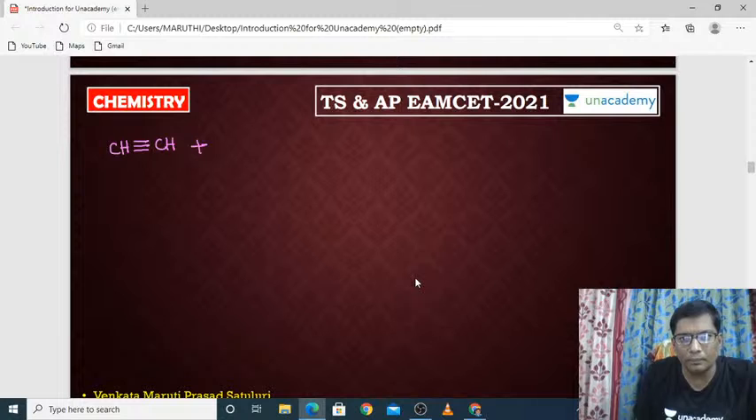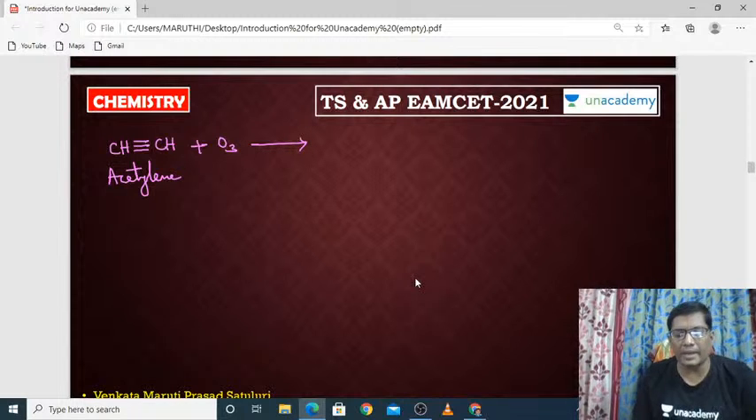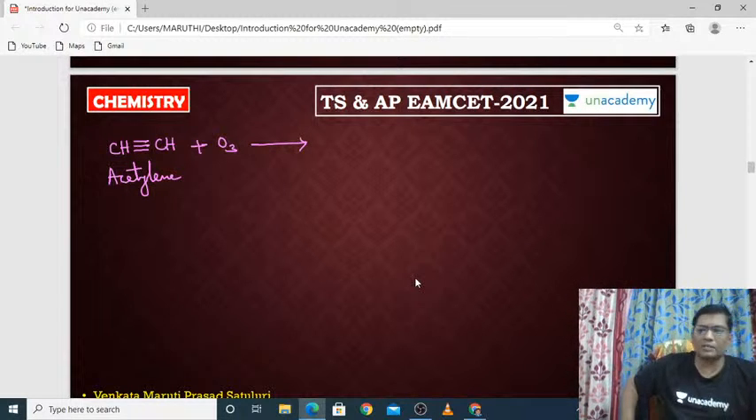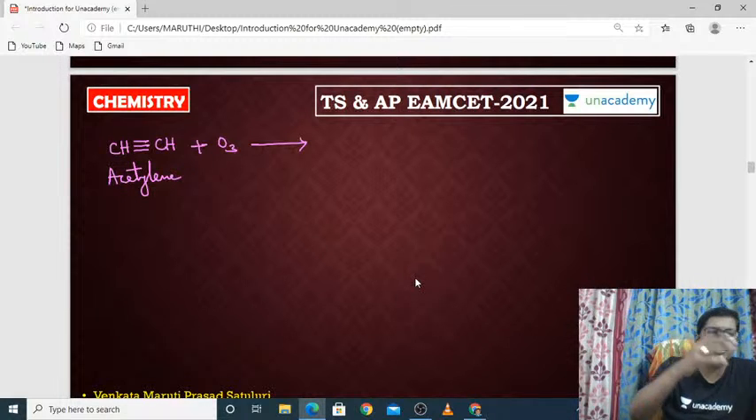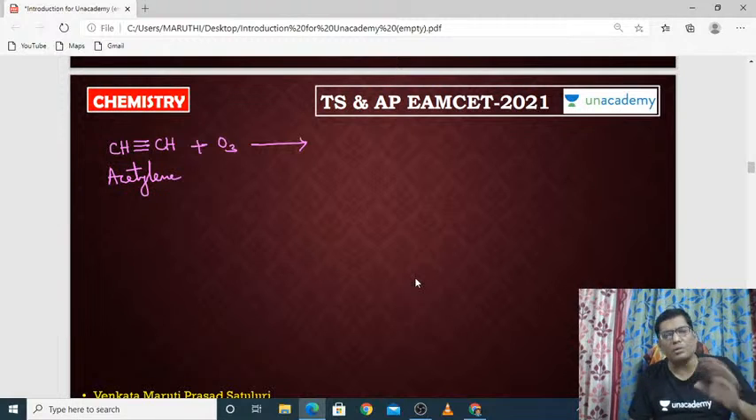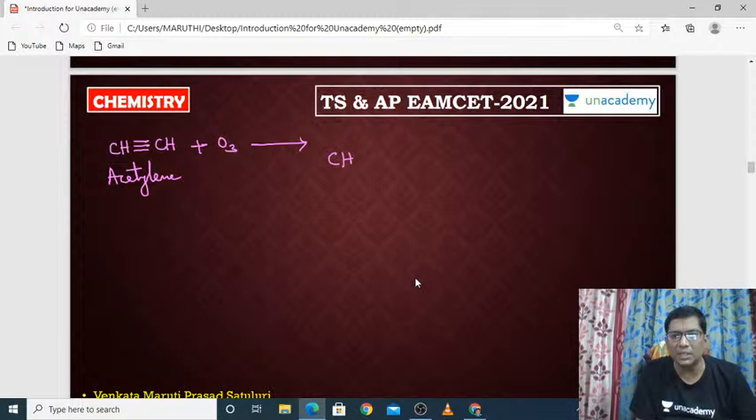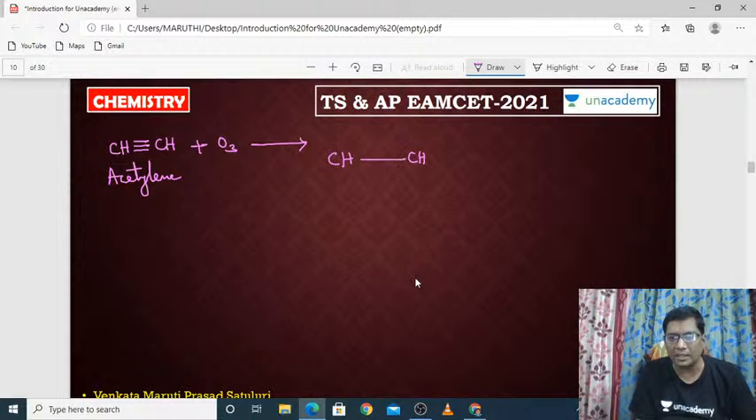This is called acetylene. Once ozone reacts with acetylene, what is the product which is formed? We have discussed that for ozone to react with any organic compound, it requires a minimum of 2 bonds. Out of the 3 bonds in acetylene, 2 bonds will be cut as required and the remaining 1 bond will remain as it is.